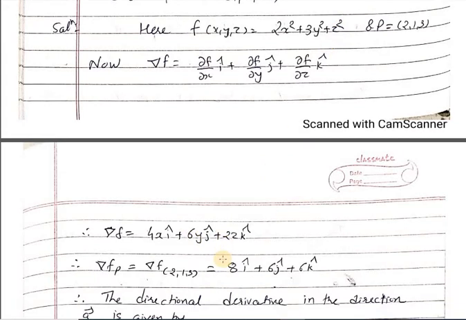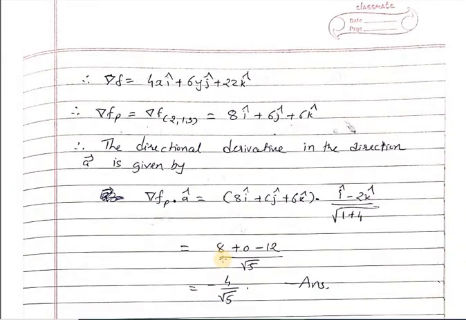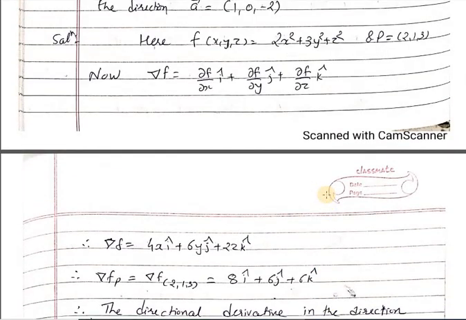And in that we are going to substitute the point (2, 1, 3). That will give you 8i plus 6j plus 6k. Now the directional derivative in the direction of a bar is given by grad f at a point P dot a cap. So grad f is our 8i plus 6j plus 6k, dot the vector in which we are finding the directional derivative, which is (1, 0, -2).